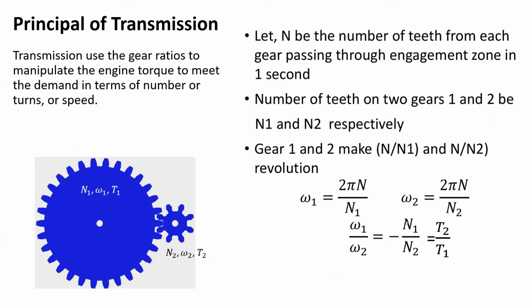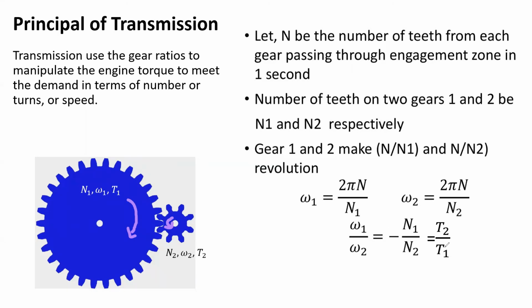So this minus actually comes from the direction. Assume that this gear wheel is rotating that way. As a result of that, the small one will be rotating this way, right? So not the same direction.